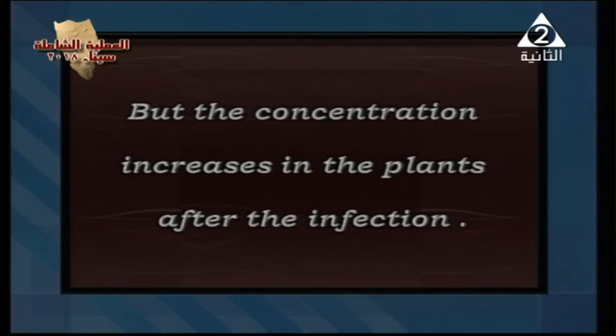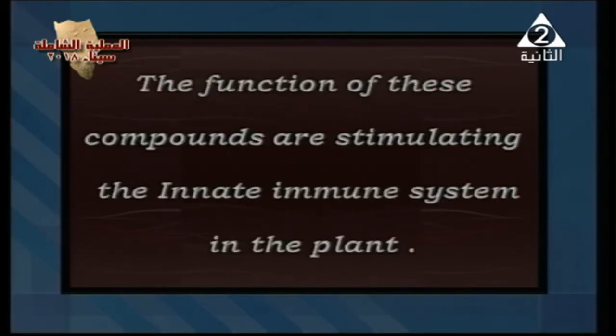So some substances or chemicals already exist in the plant, and after infection, what happens to the infected tissues? The concentration, the amount of these substances, increases after infection. The main function of these compounds is to activate, force or stimulate the innate immune system in the plant. So we connect between the structure and the innate immune system.